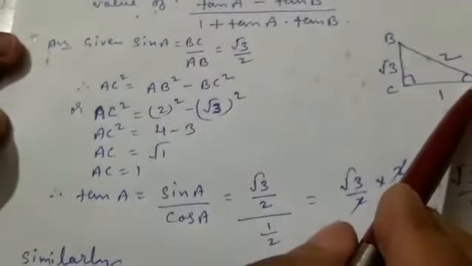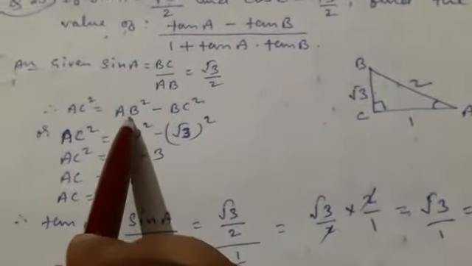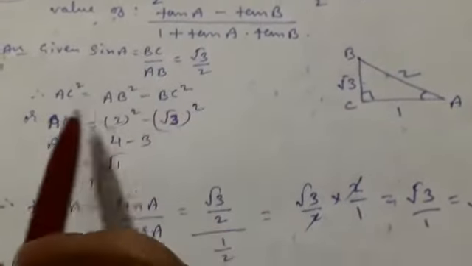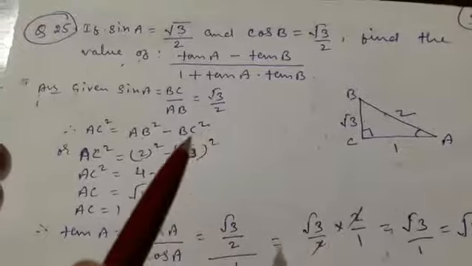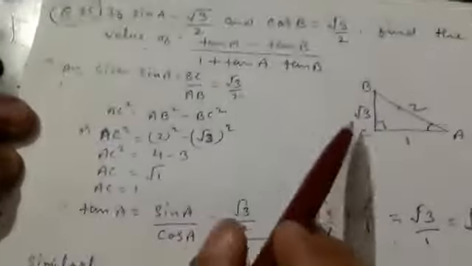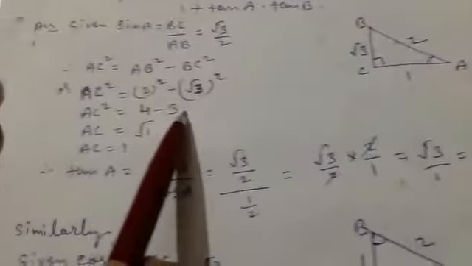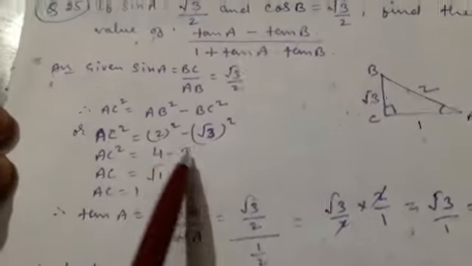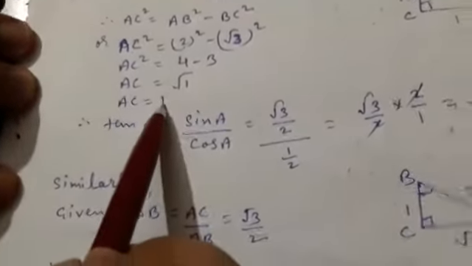So AC square is equal to AB square minus BC square. So AC square is equal to, what is the value of AB? It is 2. So 2 whole square minus the value of BC, root 3 whole square. So AC square is equal to 4 minus 3. So AC square is equal to 1, and we will transpose this square to the right hand side, it will become square root. So AC is equal to 1.